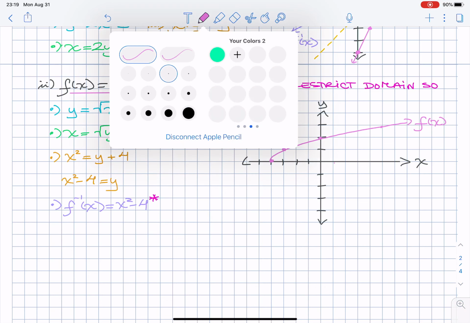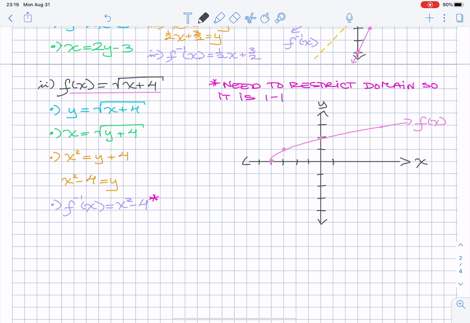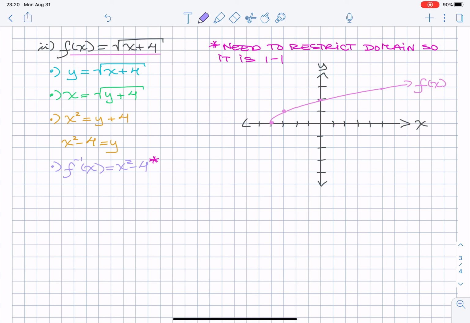And I forgot to indicate down here. 1, 2, 3, 4, 5. Okay, now I know that this would be a parabola or quadratic function shifted down 4 units. But I'm actually only allowed to have the right-hand side of this function. Let me see. 1, 2, 3, 4, 1, 2, 3, 4, 5. That would be here.